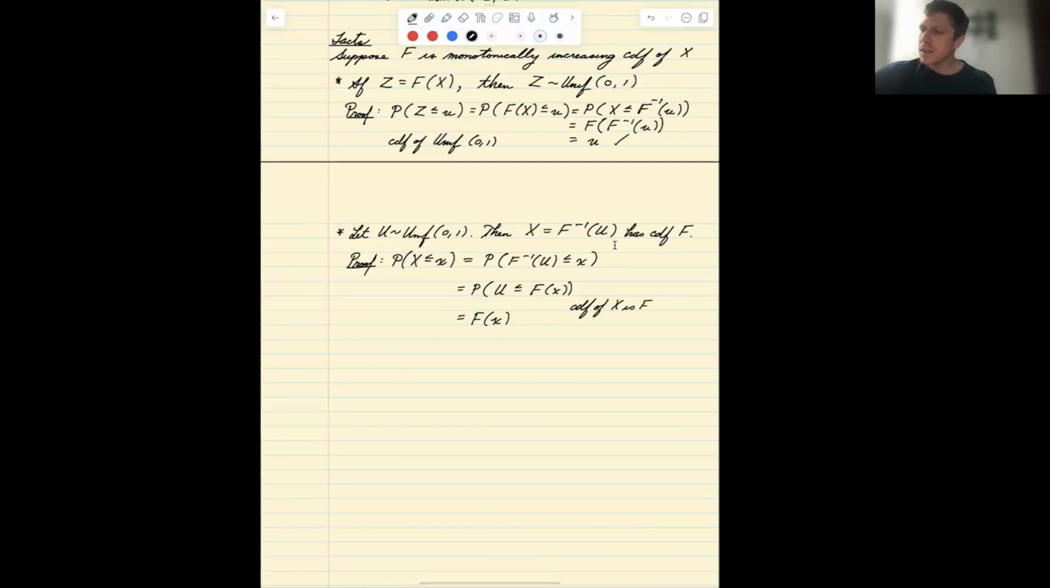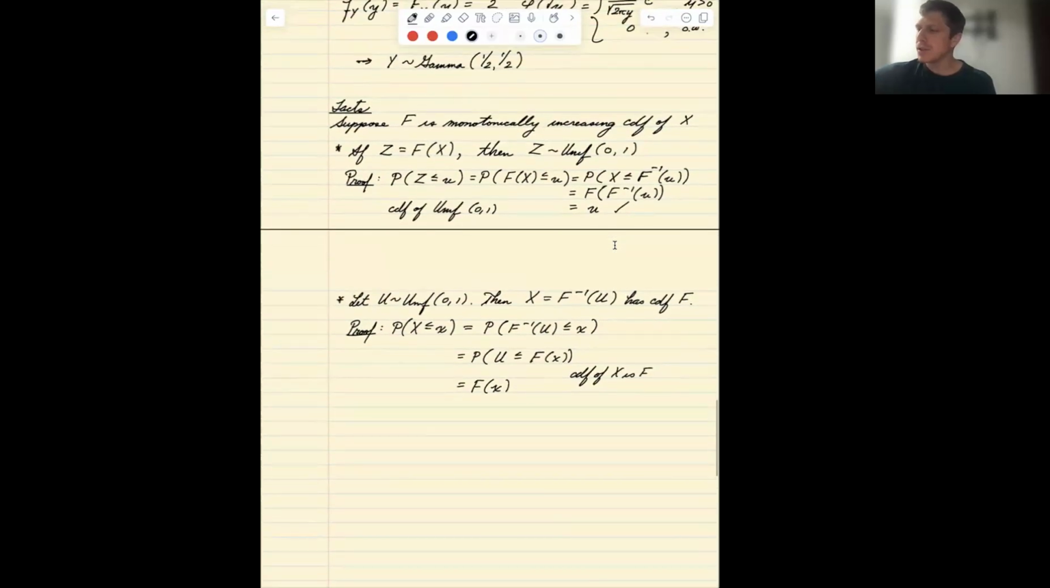Okay, so these two facts turn out to be extremely important in simulation. And we're going to come back to show how these two theorems on their own are really behind one of the most fundamental aspects of statistical application, which is being able to simulate random variables.